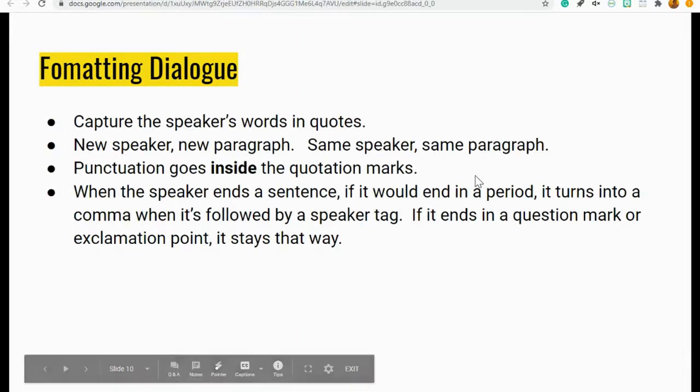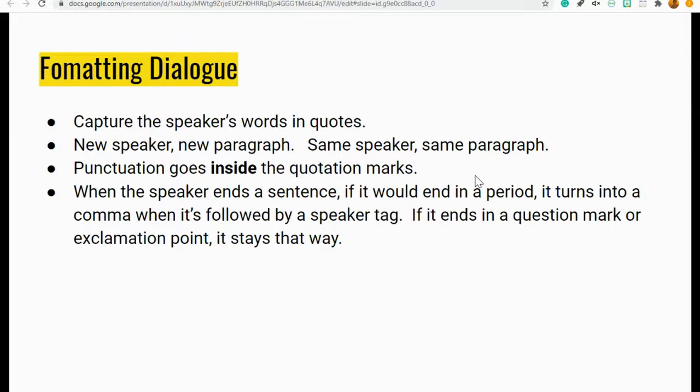The first rule is that you capture the speaker's words in quotes, okay? That means that the words that the speaker is actually saying, if they were a cartoon, it would be in the voice bubble. Those go in quotes. Second thing to know is if it's a new speaker, it's a new paragraph. Same speaker, same paragraph. And I'll show you some examples of that.